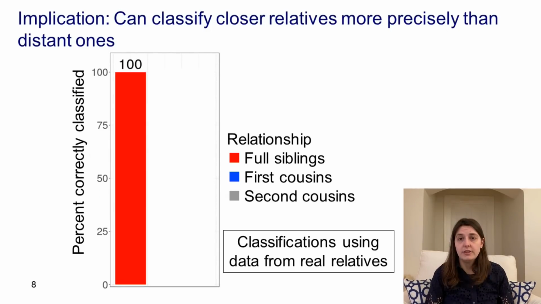So an implication of what we just talked about is that it's actually easier to determine how closely related two individuals are when they are more closely related than when they're not. So for example, my parent is more closely related to my second cousin than I am. So it's easier to determine their relationship. We'll see that in these plots.